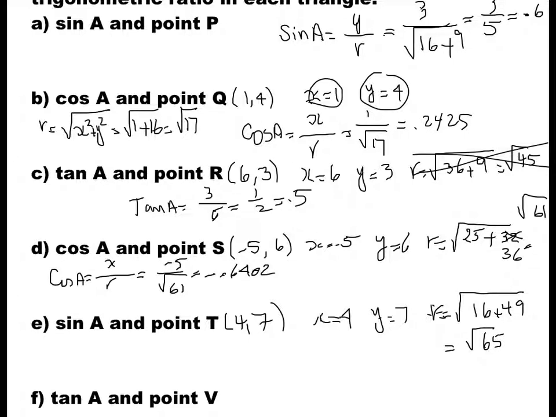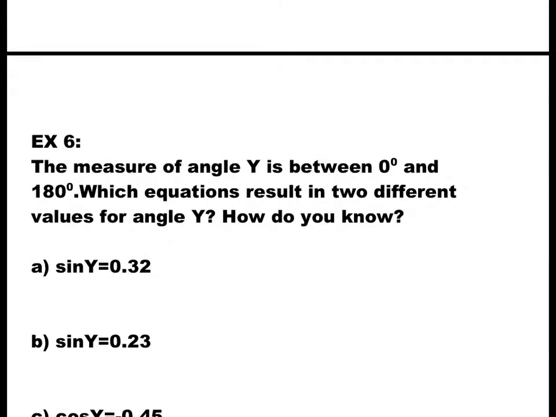Now, to find sine, we know that by definition sine A is y over r. We know y for the point T is 7, divided by the square root of 65. If you simplify this, you get 0.8682, which as you can see is positive, which agrees with sine A for a point in quadrant 1 having to be positive.